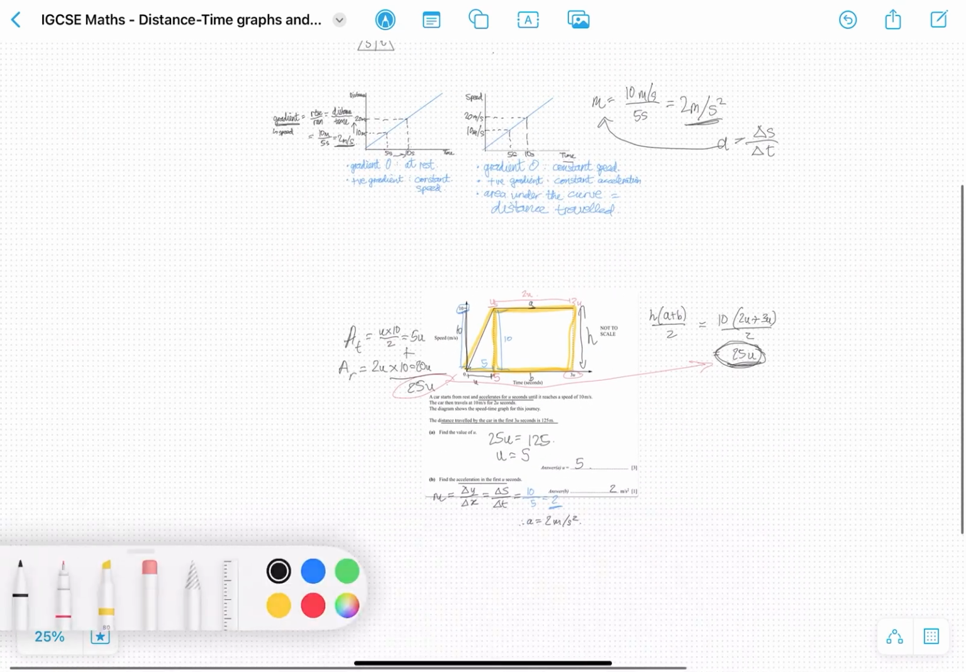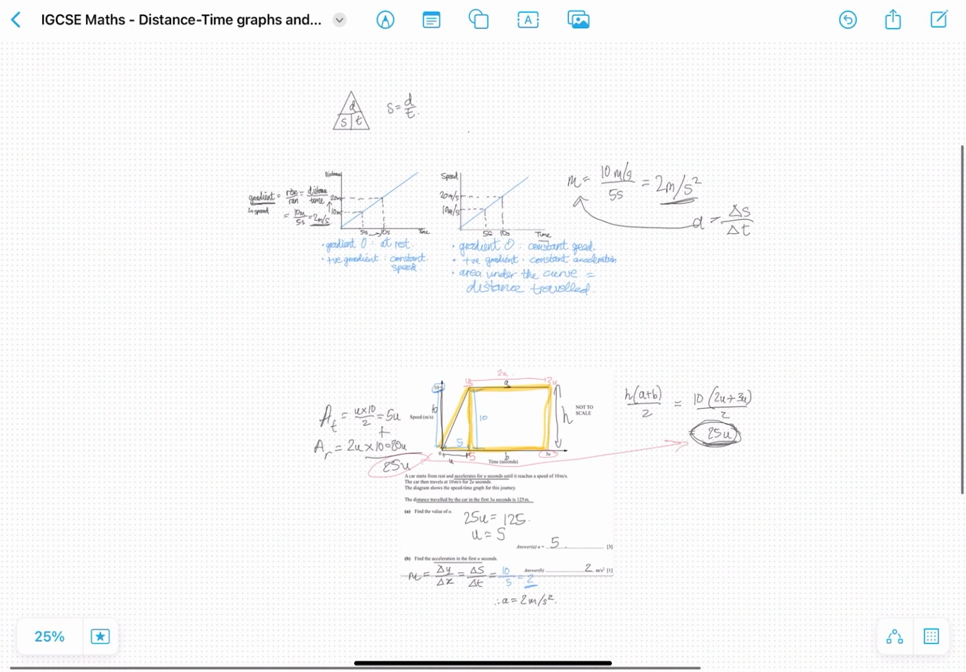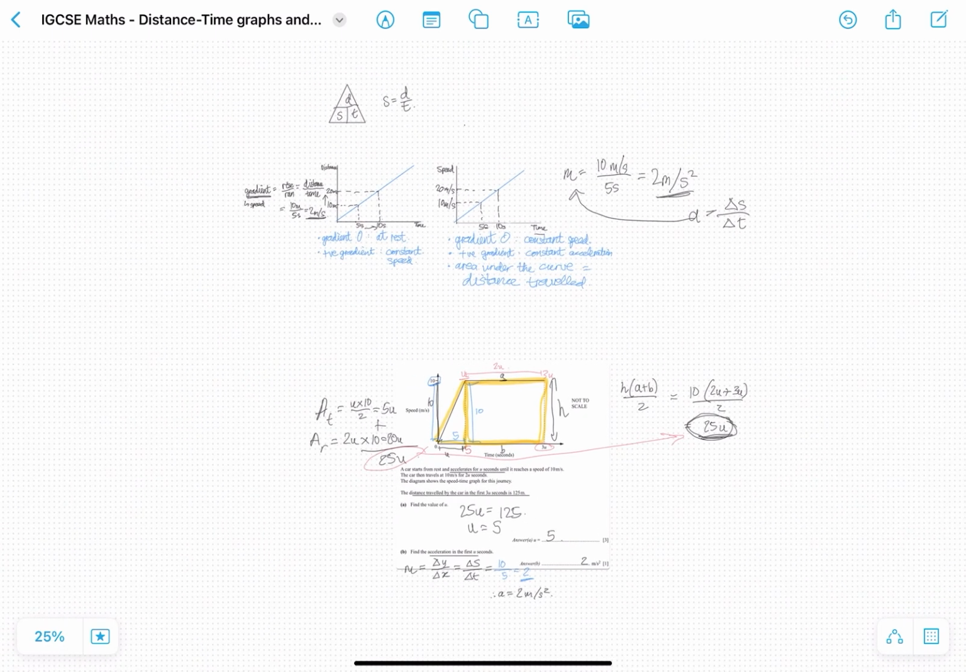So yeah, this is what you need to know for IGCSE maths, speed time graphs and distance time graphs. And like I said before, a lot of the formulas from the formula booklet will come in handy in this area, so it's worth checking it out. It's on my main YouTube page.